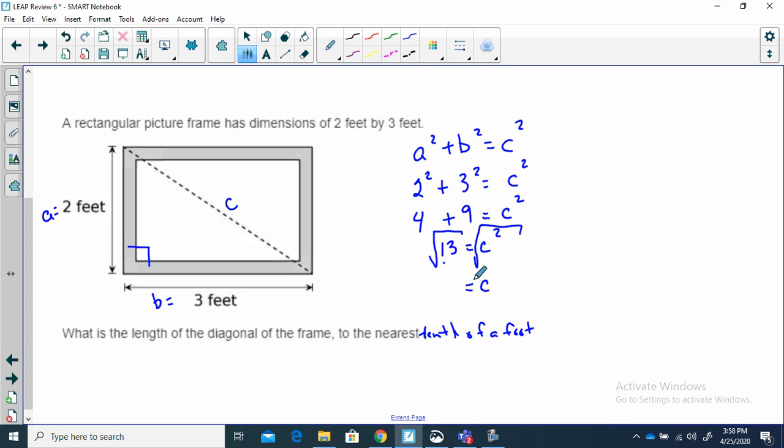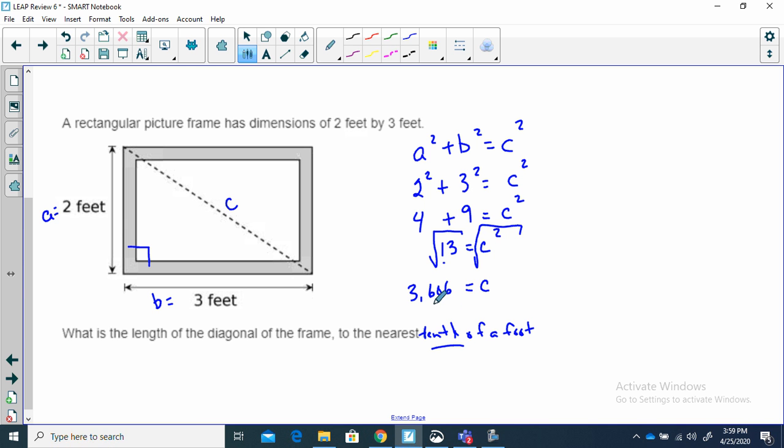If you're using a TI-30X2S to find the square root, you would go second function, square root, 13 equals, and gives you 3.606. I'm going to write that there. 3.606. Now, what did it tell me to round to?